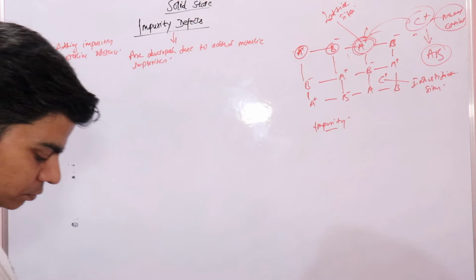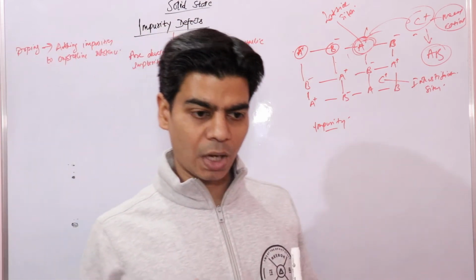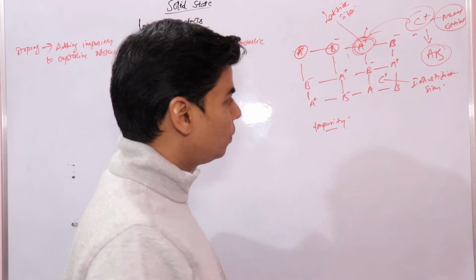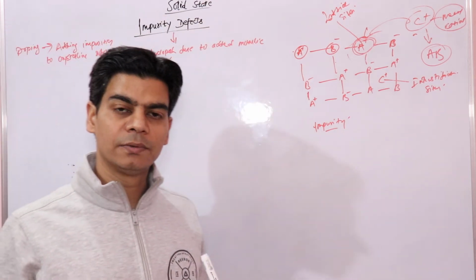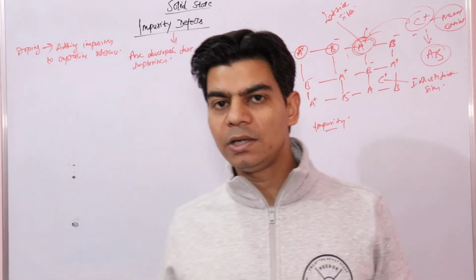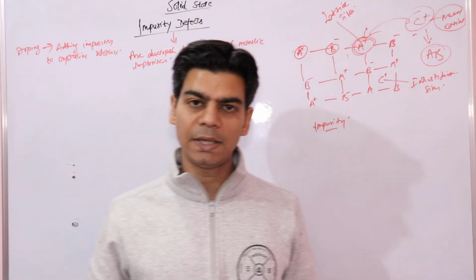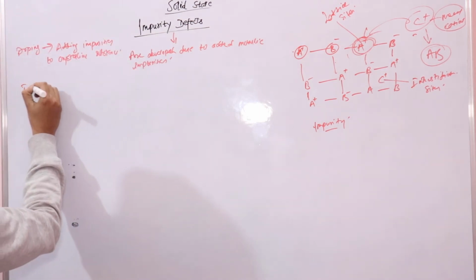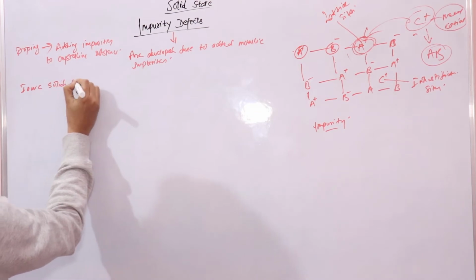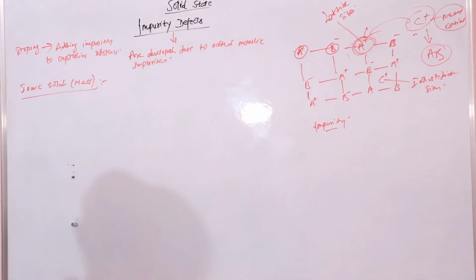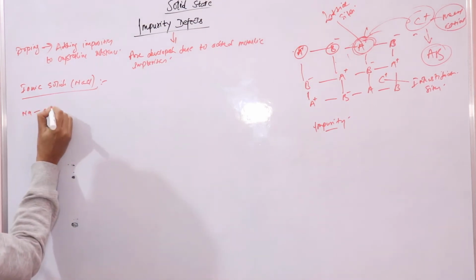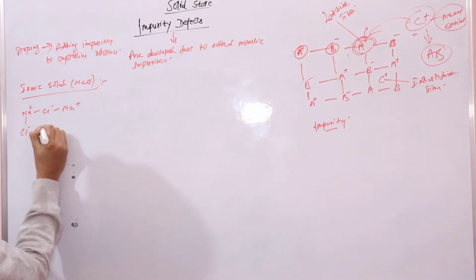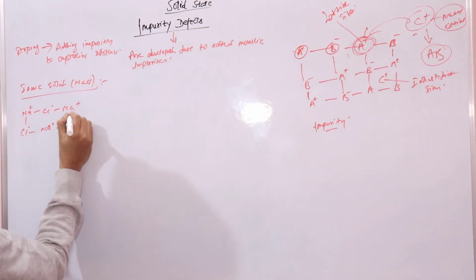Now let's take an example, and we'll also look at how the addition of impurities results in a change of properties. So these impurity defects, we would be dealing with impurity defects. First we'll go into a little detail with ionic solids, then we'll go with covalent solids. So with ionic solids we'll take the example of sodium chloride. Suppose this is your sodium chloride lattice.